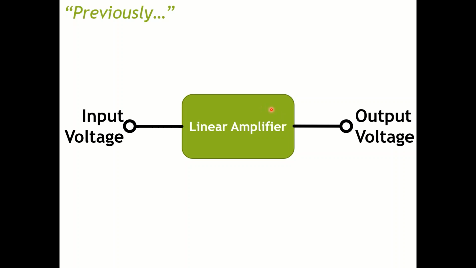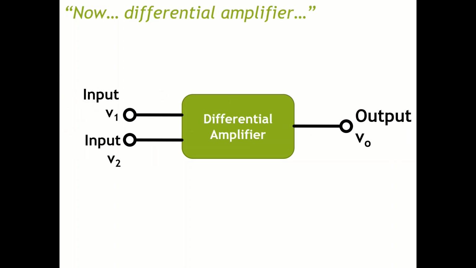So previously we covered linear amplifier. That means you have one input, in this case an input voltage, and you have one output. The transmission of input to output is linear. But now we will cover differential amplifier.